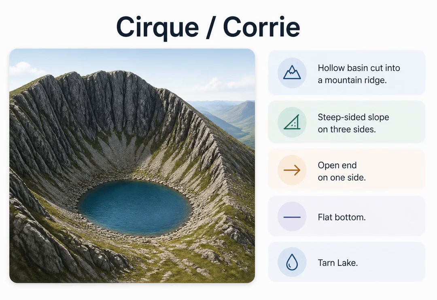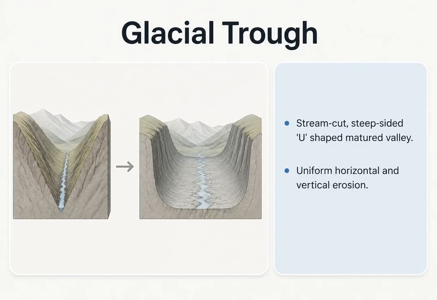Let's break down these erosional features, starting with the cirque, sometimes called a corrie. A cirque is a hollow basin cut directly into a mountain ridge. It features steep slopes on 3 sides, an open end on the 4th, and a flat bottom. When the glacier eventually melts, water often pools in this flat basin, creating a beautiful mountain lake known as a tarn.